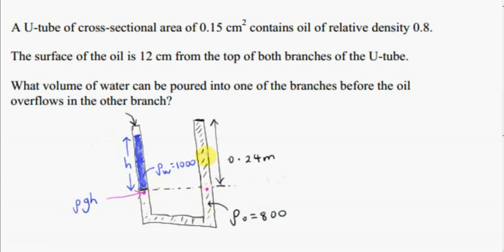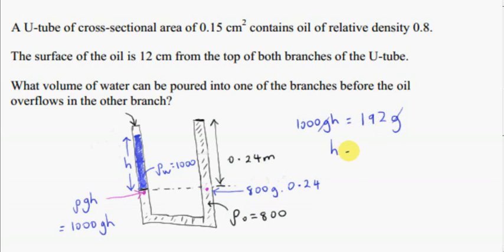Okay. Now the pressure at this point is the same if we just consider the oil, a horizontal level in the oil. However, here we can actually calculate the pressure because we have the height of the column of oil above this point, and we have the density of the oil. So it's rho g h, where rho is 800. So it's 800 times g times h, where h is 0.24 meters. Multiplying 800 by 0.24, we get 192. So we see that h is 192 divided by 1,000, which is 0.192.